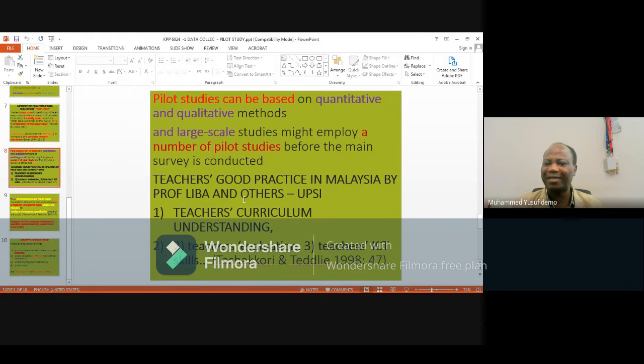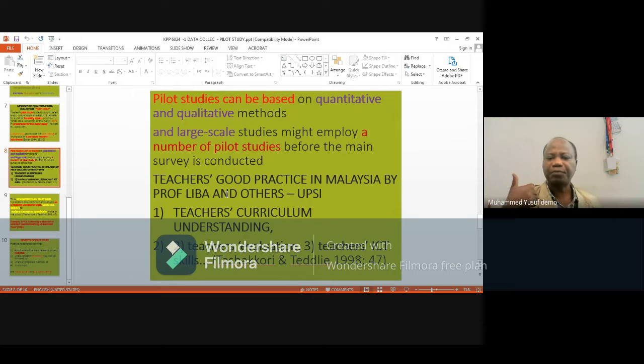Teacher Good Practice in Malaysia by Prof. Liba and others at UPSI is a research that has been funded for, I think, 5 years. So I don't really remember all the components of that research, and I don't remember the title very well. Maybe this is not the actual title, but this is the area of the study: best practice or good practice in Malaysia. Get the point? It may be one of them, because the project has not been published yet.